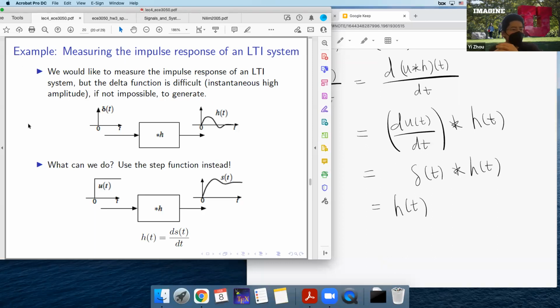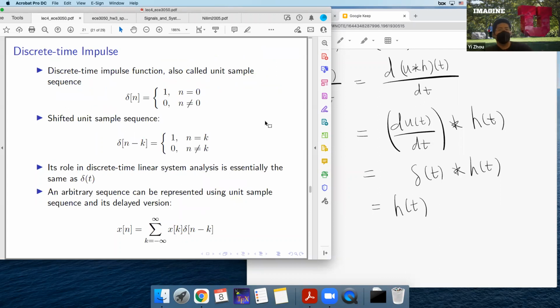Right? And this only works for LTI systems, right? Because here we are leveraging the properties of convolution. And in the rest of the slides we are basically regenerating all the concepts for discrete time LTI systems. And the story is exactly the same. So we can quickly go over this.